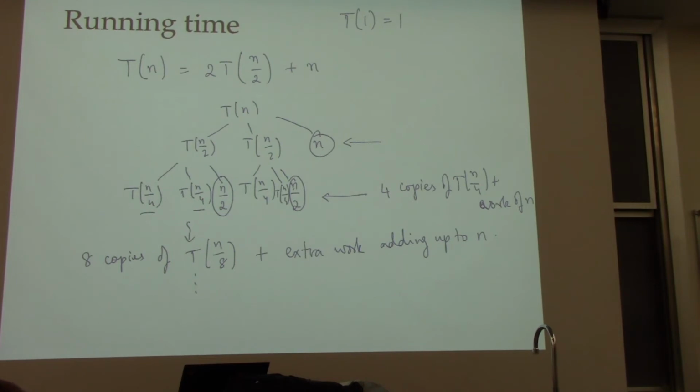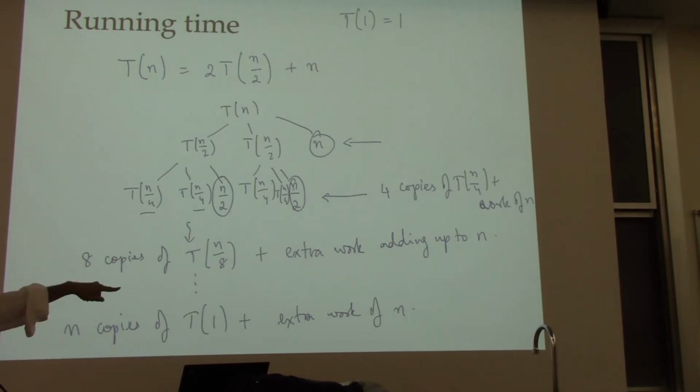So you will end up with n copies of T of 1 plus extra work of n. Okay, and here I am adding up the extra work in the entire layer. Okay, so this layer will actually have n different leaf nodes. Okay, and yeah, so this is what I need to do.